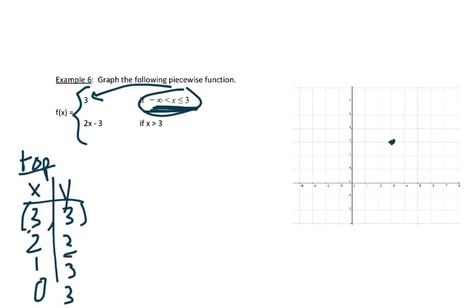The second point tells me to move right 2 and then up 3. The third point tells me to move right 1 and then up 3. The fourth point tells me to not move right or left, just move up 3. And this also tells us that we keep going in the negative direction to infinity, so our graph for that piece would look like that. So now let's do the bottom.